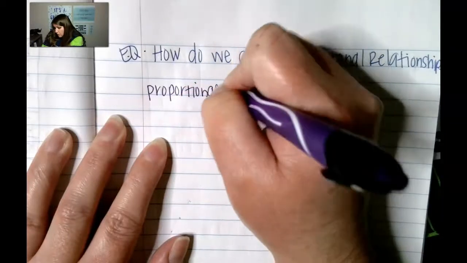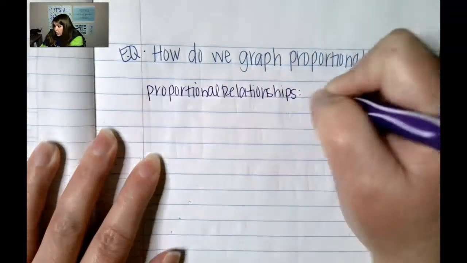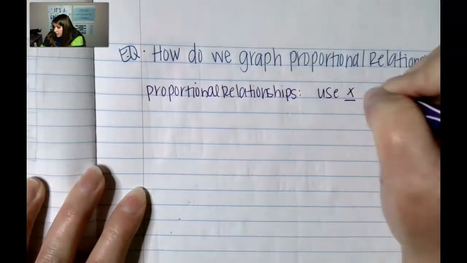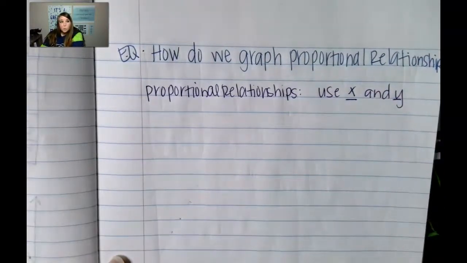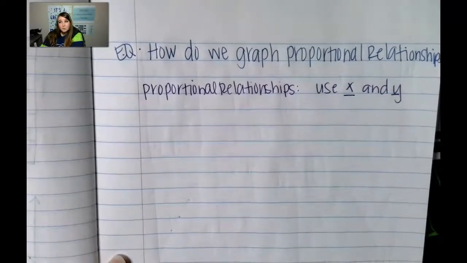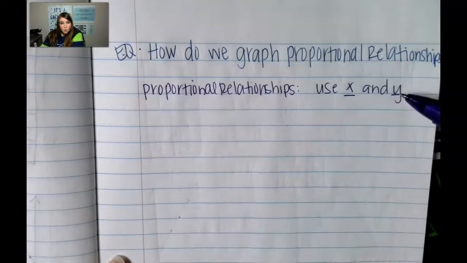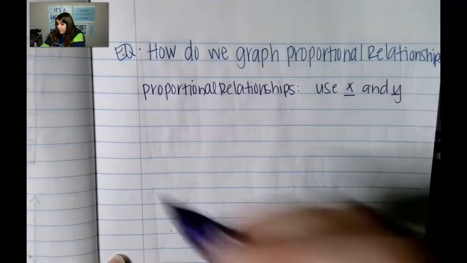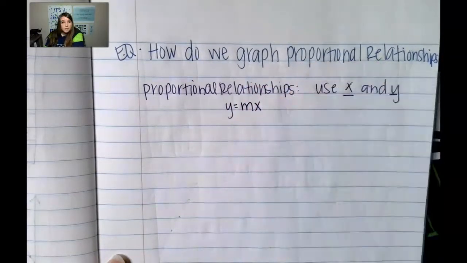Proportional relationships use x values and y values. We know that they will be in proportion to one another. When you put in the x, you get the y. So the relationship is represented in the equation that we've been using. That is y equals mx, and then whatever the plus b is.